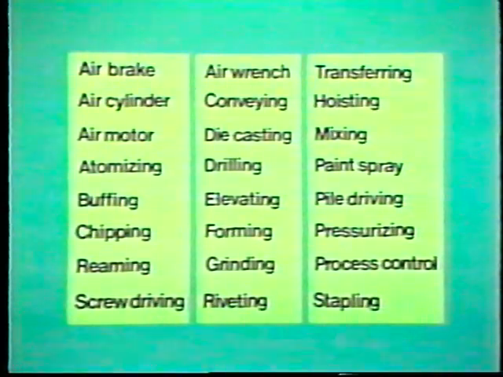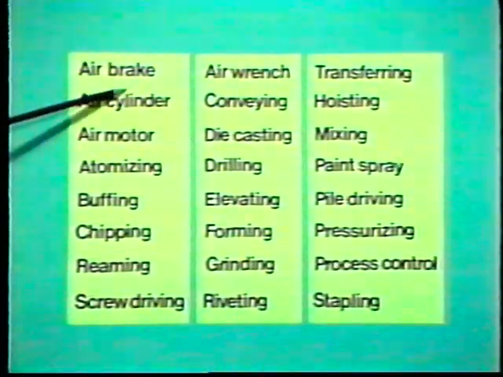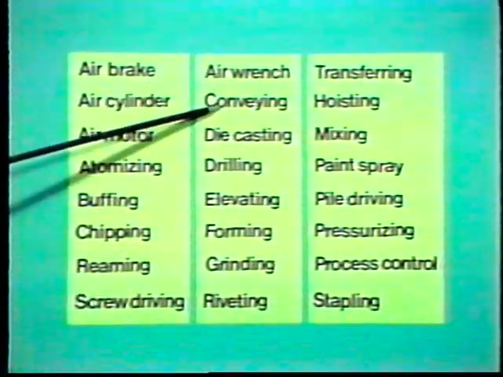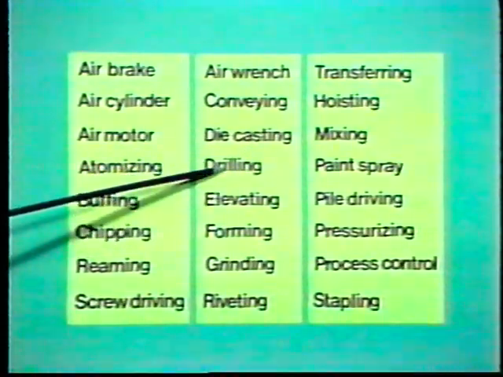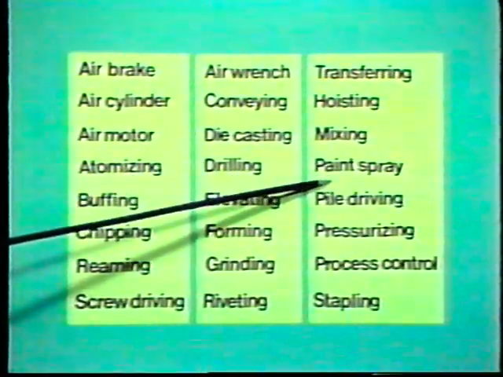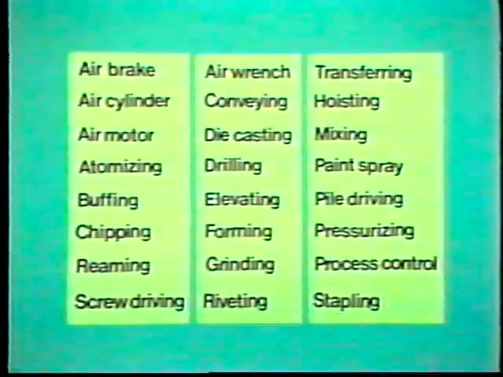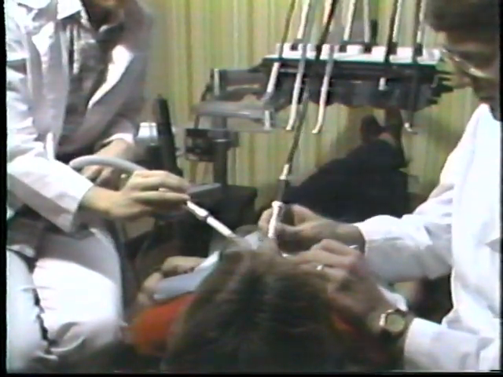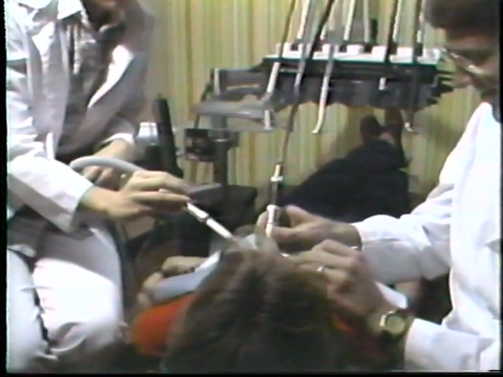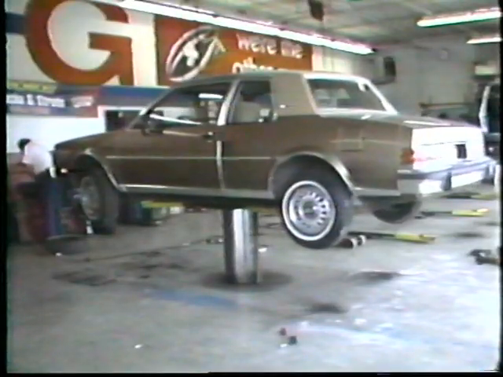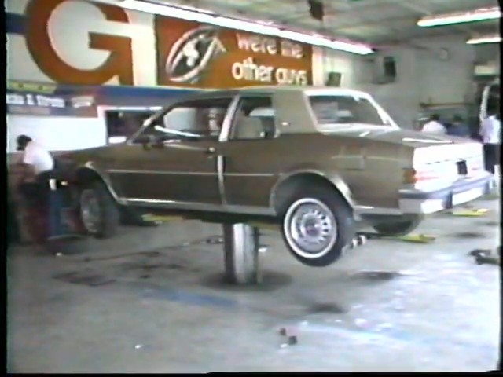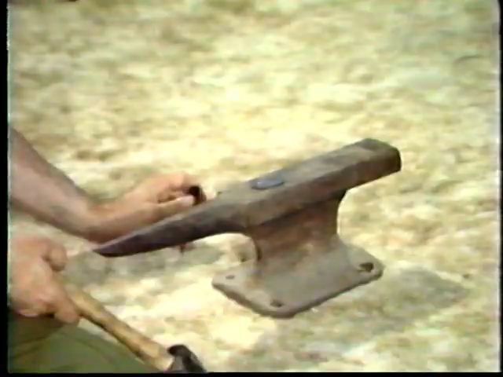Here you see a list of just a few of the ways that compressed air is used, from air brakes to conveyors, from drilling to spraying paint to stapling. And there are many other common applications, like a dentist drill or the lift at your local service station. Okay, now let's take a look at some of the basic principles of pneumatic systems and see how they work.